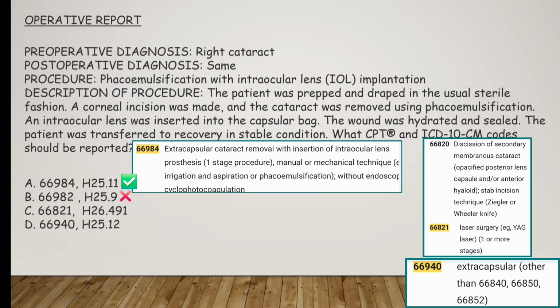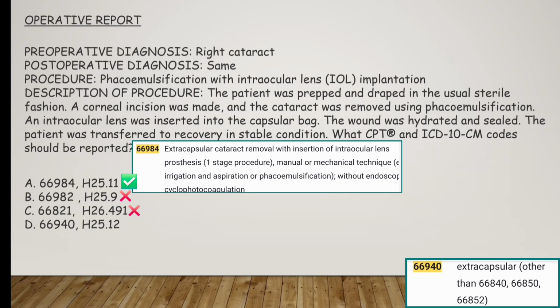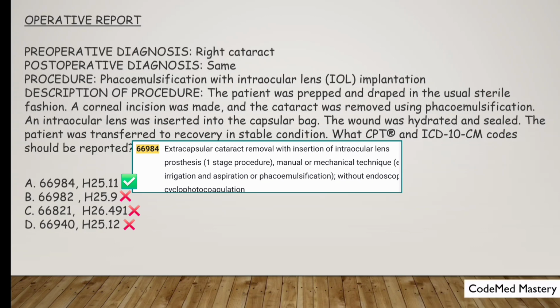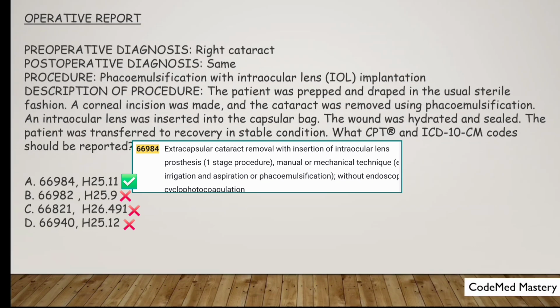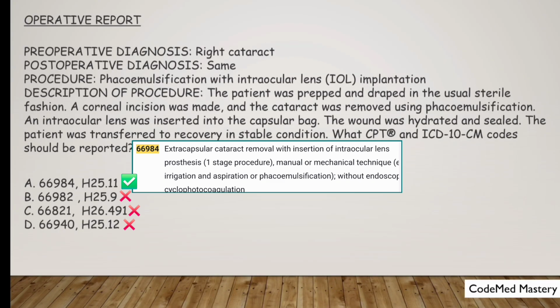Option C, 66821, is wrong because that is for discission of secondary membranous cataract, laser surgery, that is not mentioned in the description. And the code in option D, 66940, is also wrong because that is for removal of lens material, extracapsular. It reflects cataract surgery without IOL. In the procedure, they have mentioned IOL implantation. Therefore, the right answer is option A.